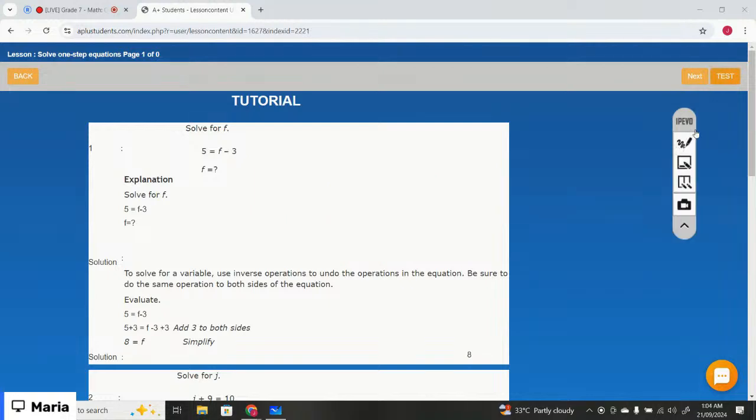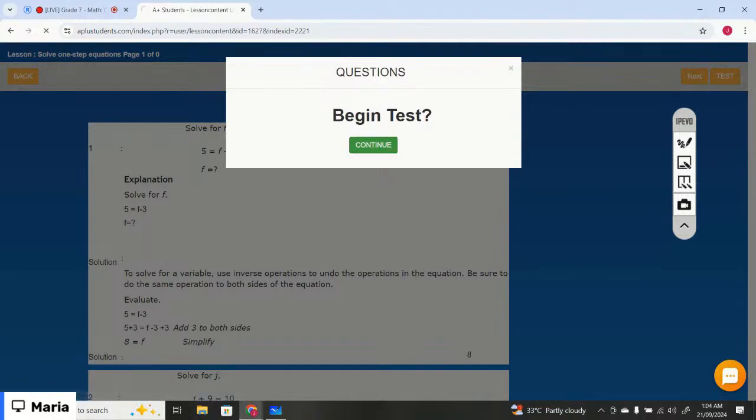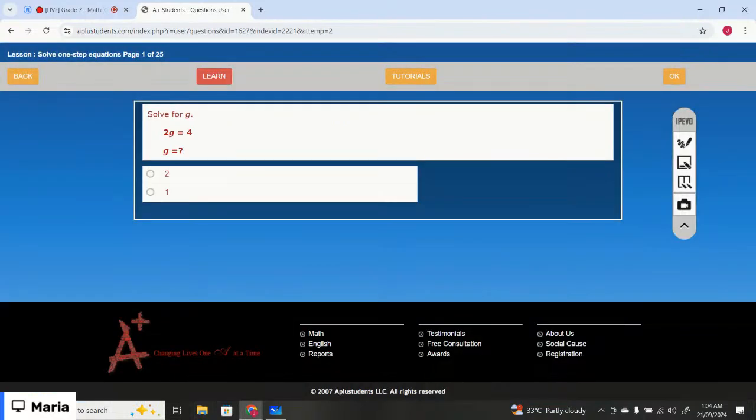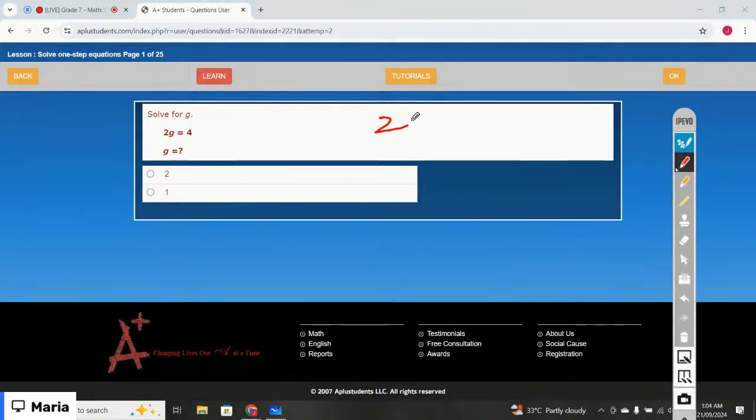Okay, let's just start with the test questions. Solve for g. 2g equals 4. So you need to divide both sides of the equation by 2 because you need to isolate the variable g. So you need to remove that 2. 2 is multiplying, so you need to divide both sides by 2. So you are left with g equals 2. So option number 1 is the correct option, that is g equals 2.